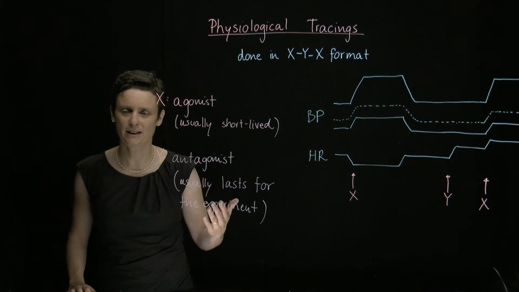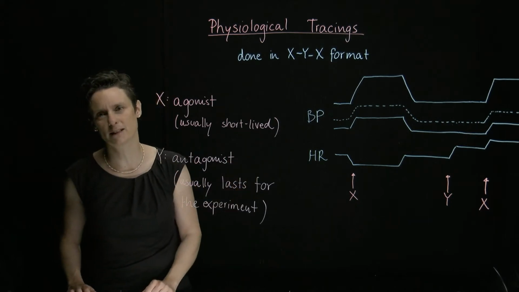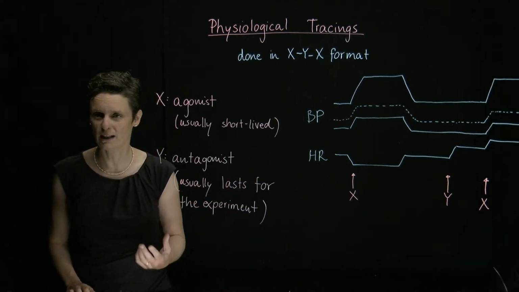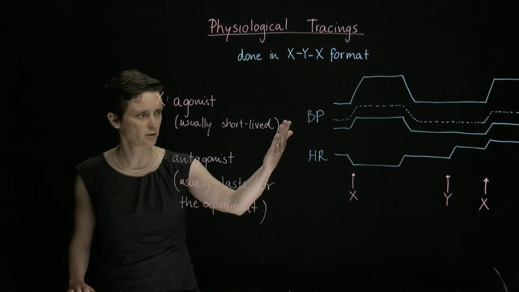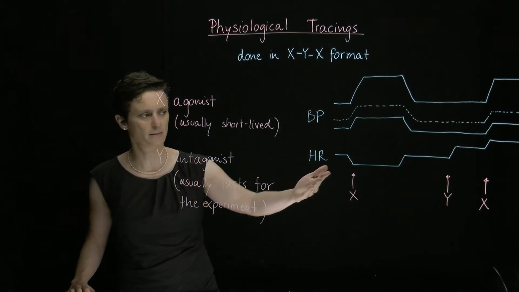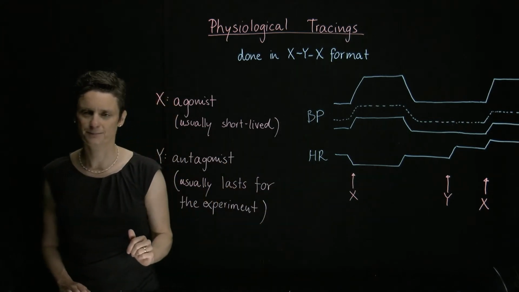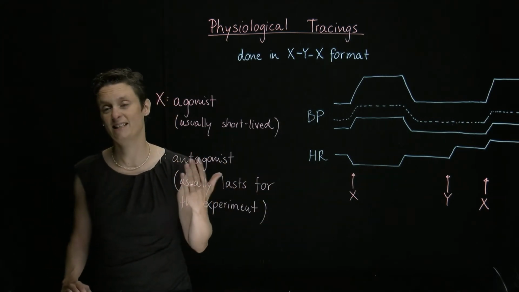Usually they're given in an X-Y-X format. So you have to figure out two unknowns, X and Y. And what you're given is their effect on blood pressure and heart rate, for example, as I've drawn here. So usually X is the agonist.